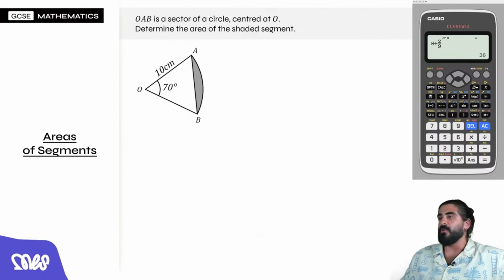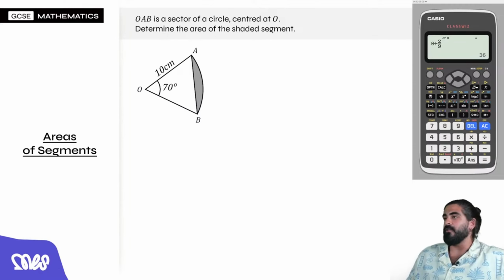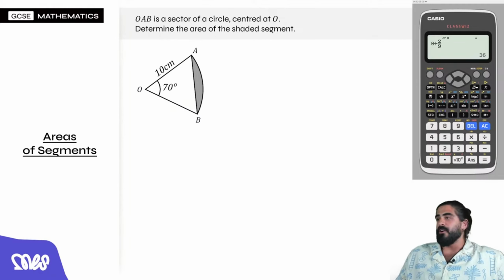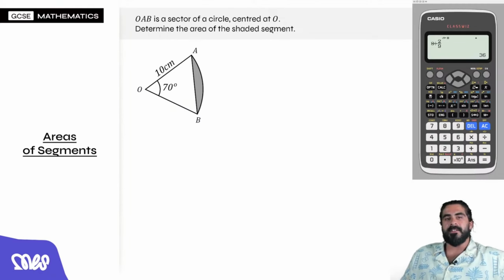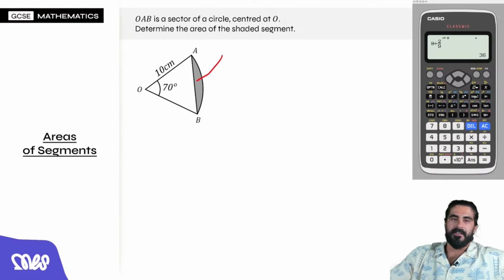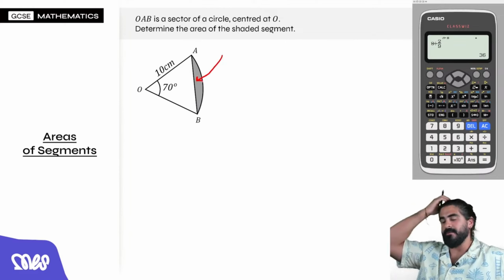Next one. The last question I wanted to go through with you lot is finding the areas of segments. So OAB is a sector of a circle centered at O. Determine the area of the shaded segment. I like this because now we can use the calculator using sine and cosine and stuff like that. So what is a segment? A segment is this area here. We call that a segment.